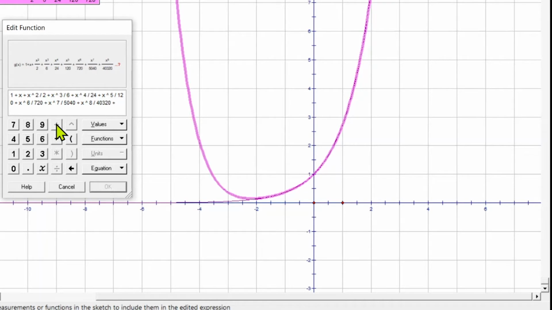Plus, we are on 9, right? x to the 9th over... 362,880. Okay, we'll stop because the calculator will overflow pretty soon.